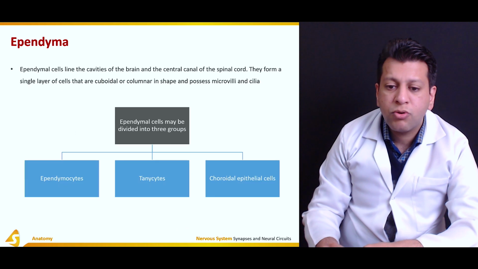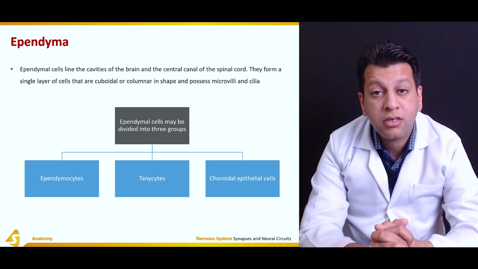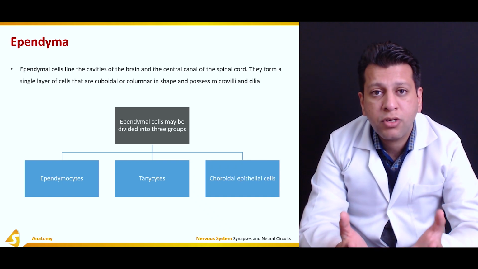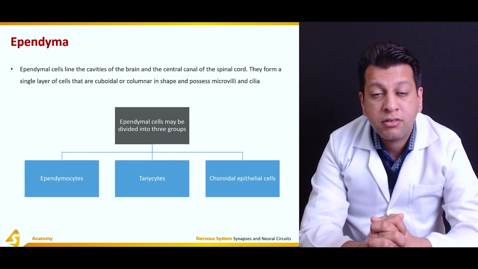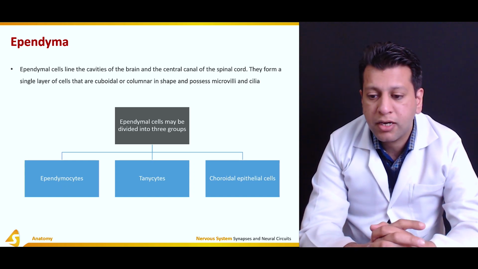And what is its role? For example, ependymocytes have a role in secretion of different substances. Choroidal epithelial cells in the central nervous system actually secrete CSF, and this CSF has a very important role in the central nervous system, as this is actually a kind of a solute in which the whole thing is suspended.